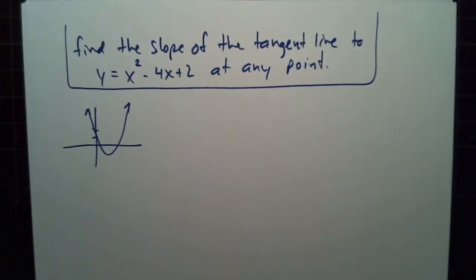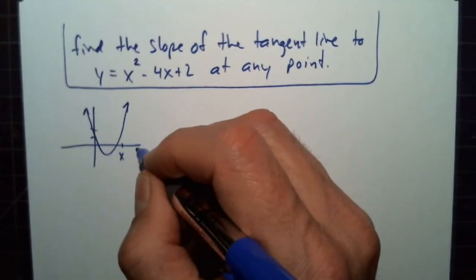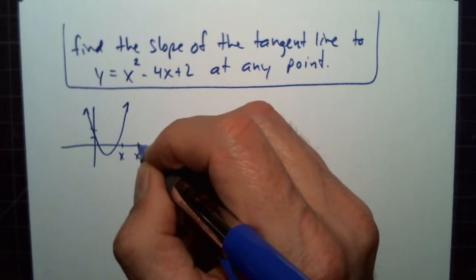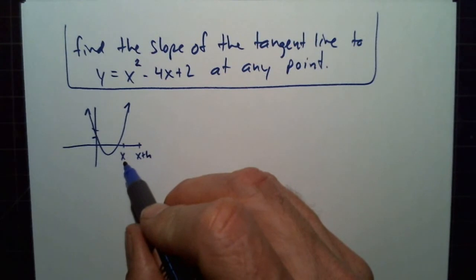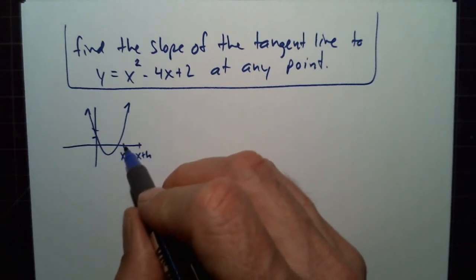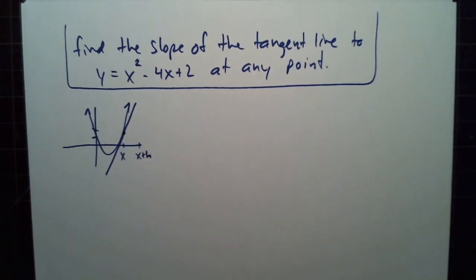We want to choose some x value. X is going to be anywhere, and then we have an x plus h, just like we saw in the beginning, and we're going to let h go to 0, and that will give us the slope of a tangent line anywhere on the graph, because x could be at any point.